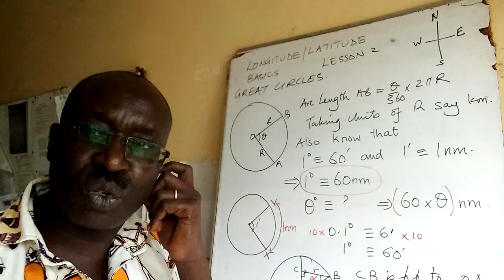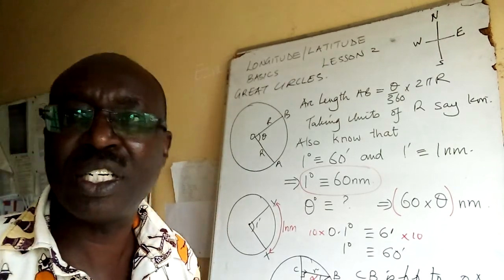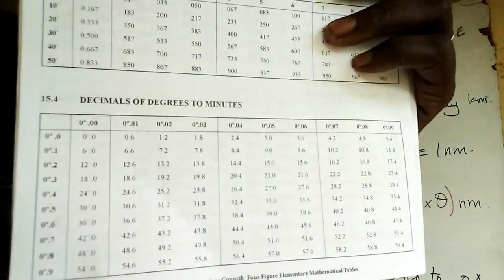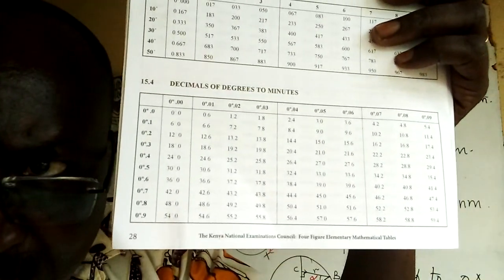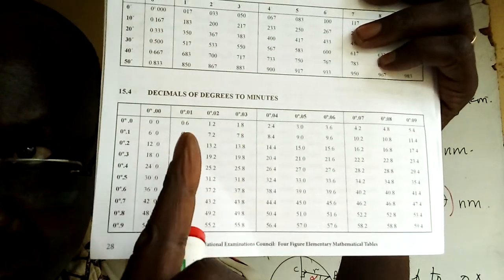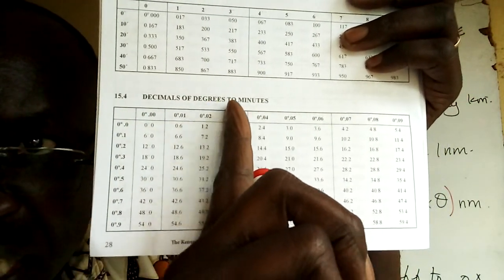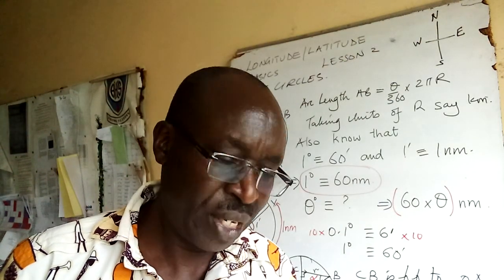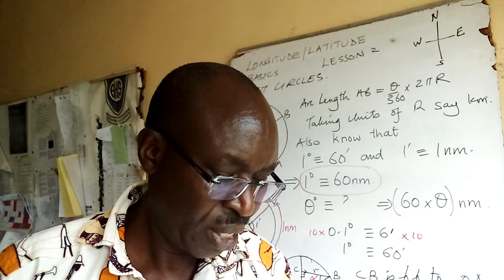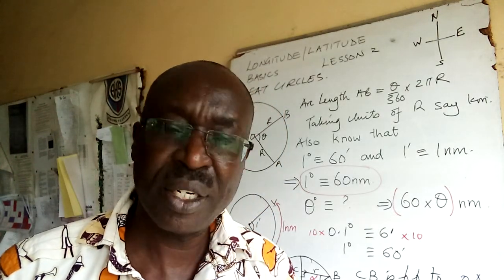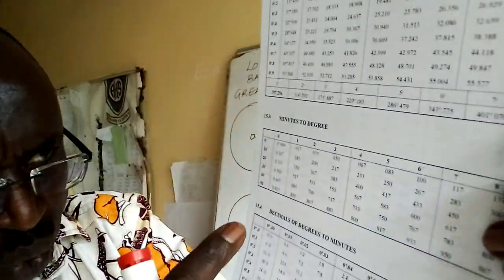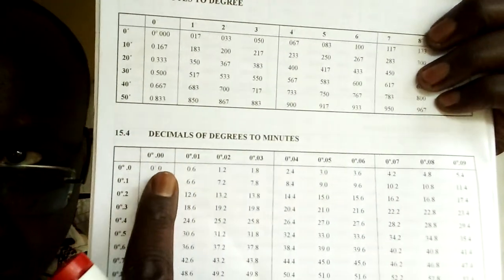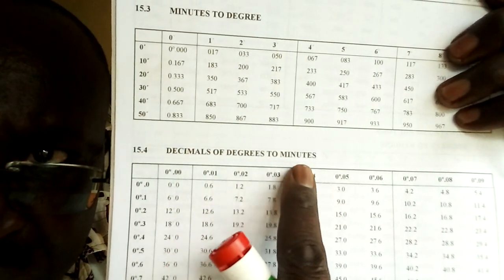I want us now to shift gears to mathematical table. When you open page 28 in your mathematical table, okay, I think you can focus there. You can see here decimal of degrees to minutes, okay? Minutes to degrees, or degrees to minutes. You can use whichever, but I prefer this version down here, not minutes to degrees. I prefer decimal of degrees to minutes.